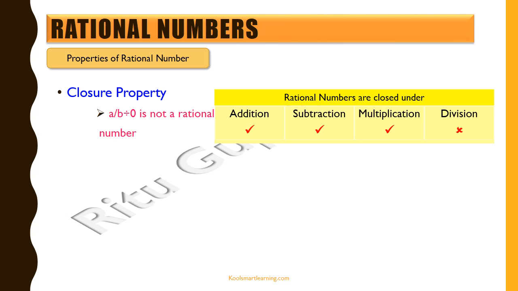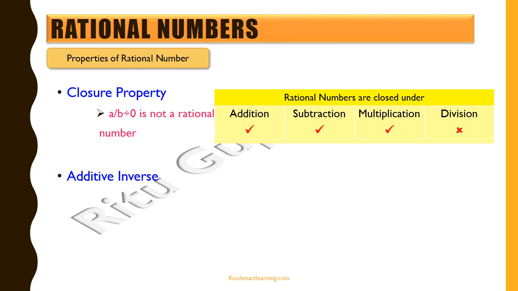But for division, if we say any rational number of the type a by b is divided by 0, and see, 0 is also a rational number because 0 has 0 in the numerator, not in the denominator. So 0 is a rational number. So if we divide any given number a by b by 0, the result is definitely not a rational number, because the rational number says that the denominator should not be 0. So the closure property of rational numbers holds true for addition, subtraction, and multiplication, but does not hold true for division. Or we could say that rational numbers are not closed under division.